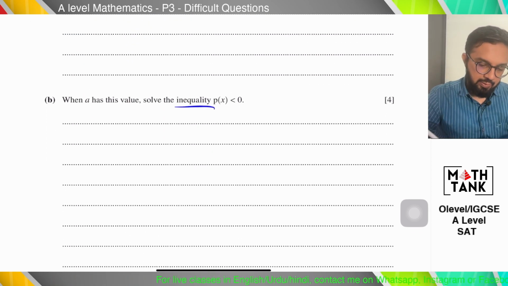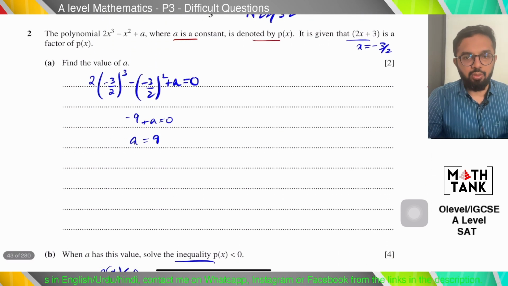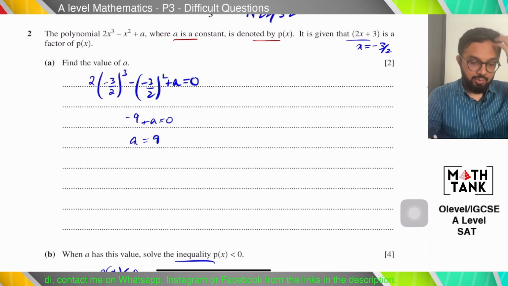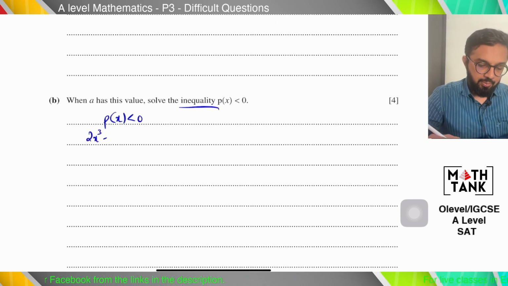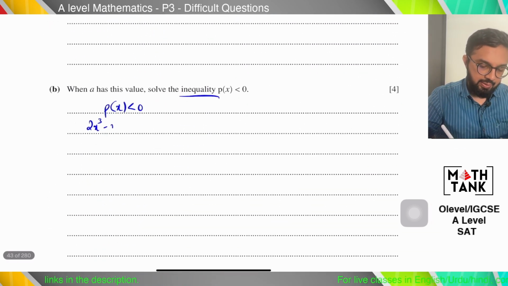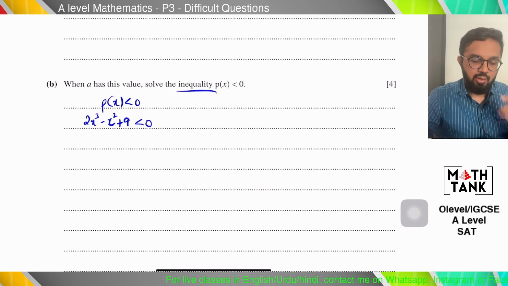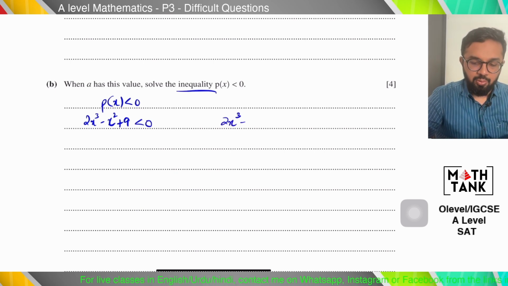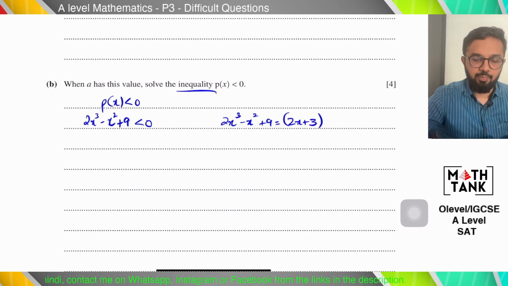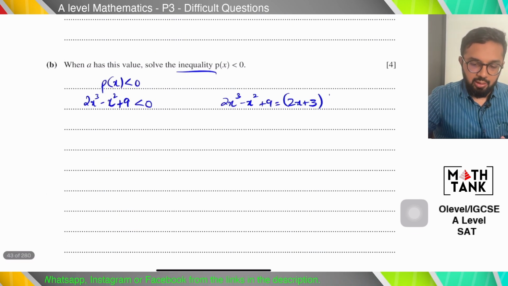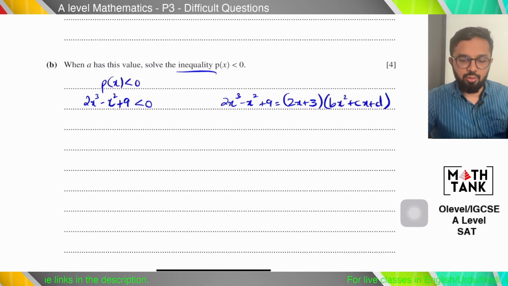When a has this value, solve the inequality p of x is less than 0. So remember that you cannot solve inequalities, like you can't solve equations without factorizing them first. So that is what I'm going to try to do. I'm going to say that 2x cubed minus x squared plus 9 is less than 0. So I need to factorize this first. I'm going to take it and do a comparison. Okay, I have 2x plus 3. I'm going to write bx squared plus cx plus d. Why? Because I want to create a cubic situation.